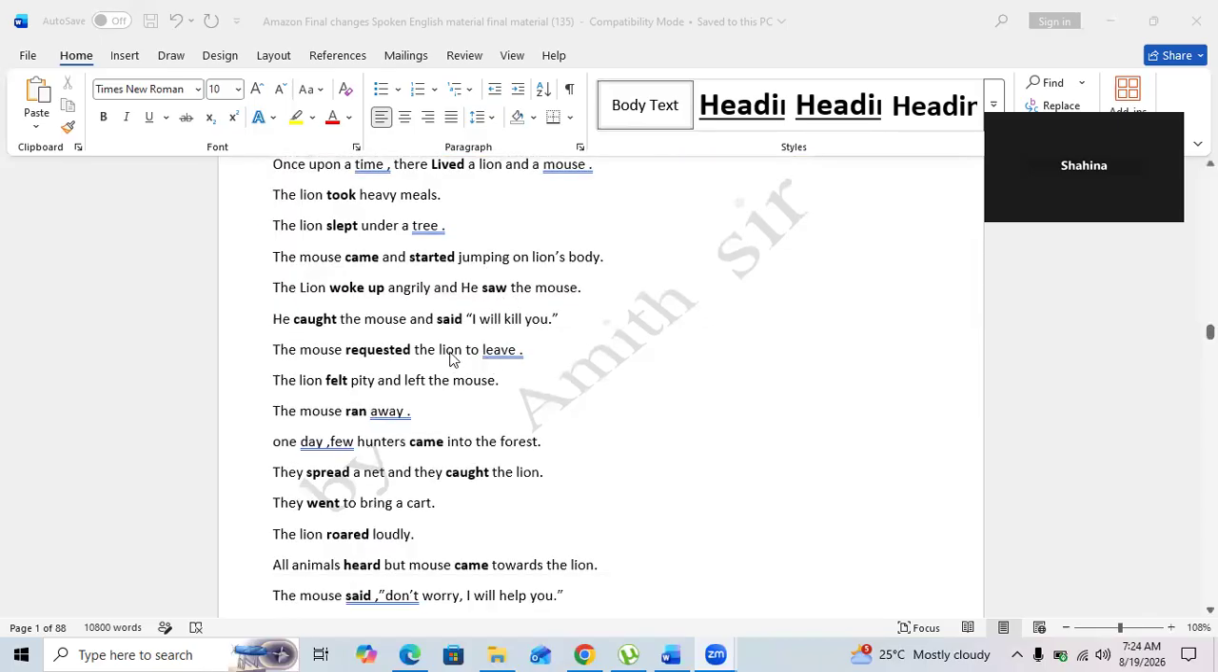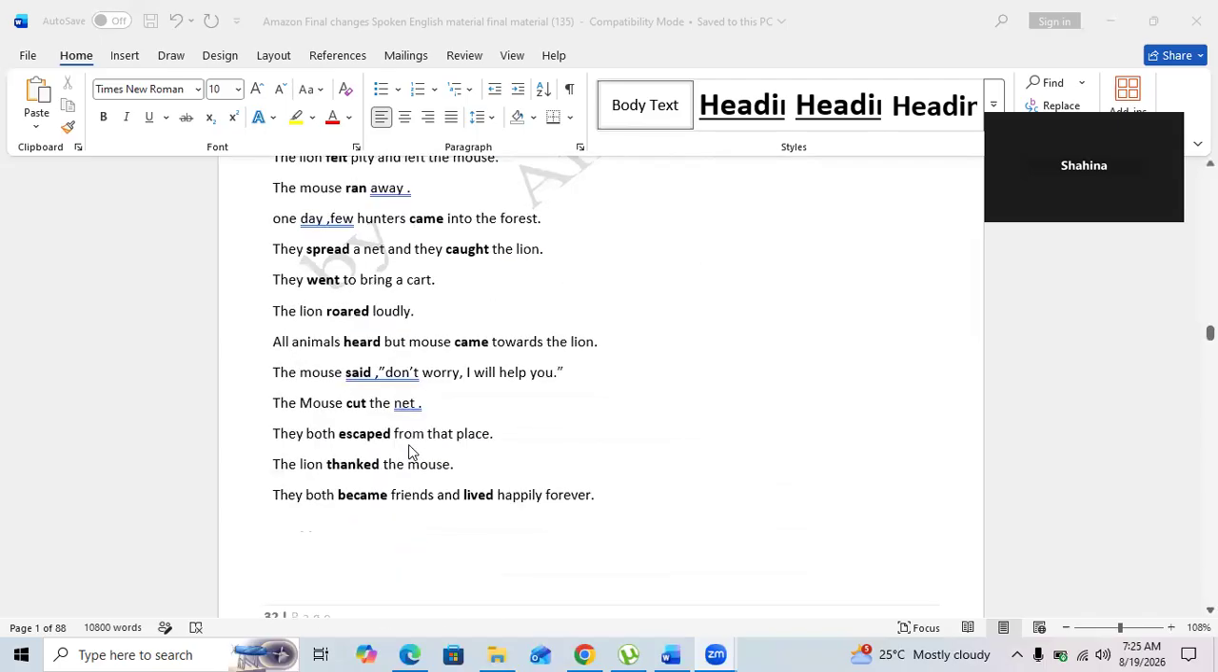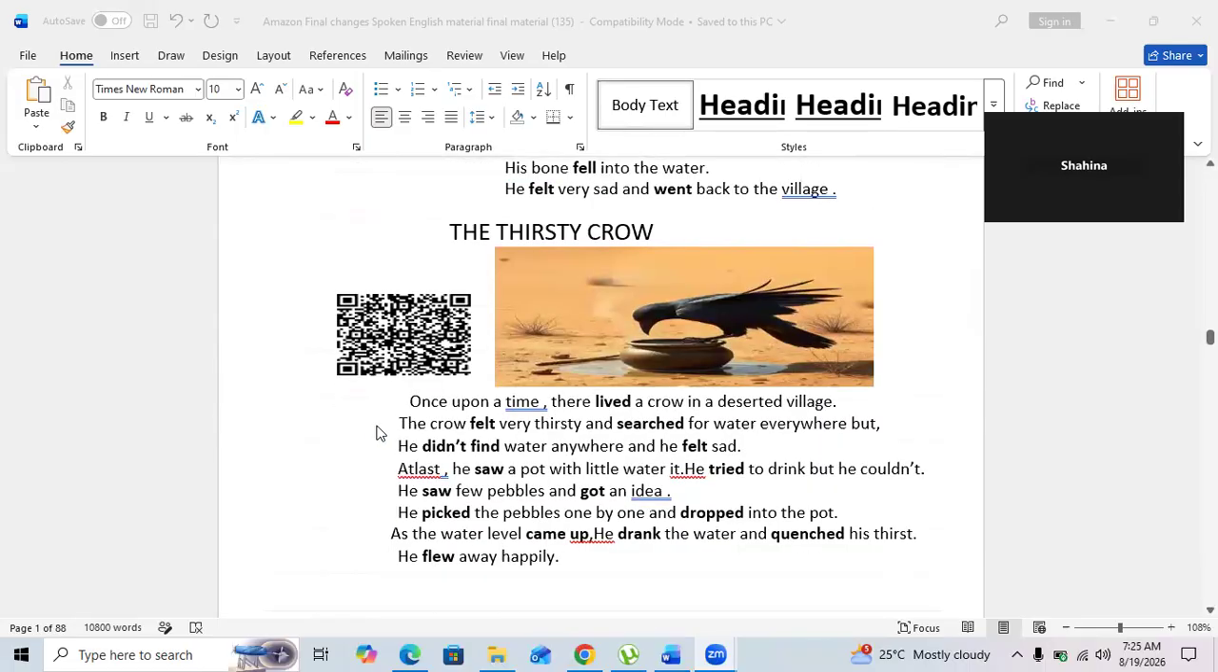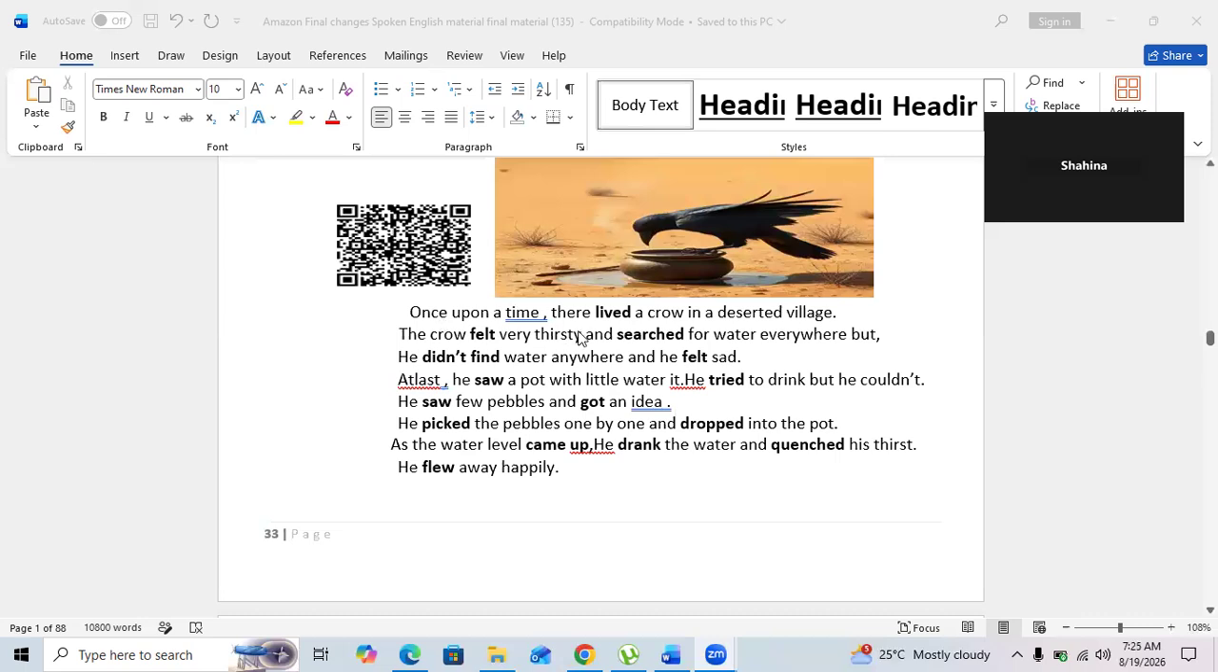So in this way, just following the V2, you can write any story, even this or any other, even the Thirsty Crow story. Let me show you, here it is. Once upon a time, there lived a crow in a deserted village. Deserted village in the sense like a village which is full of sand.